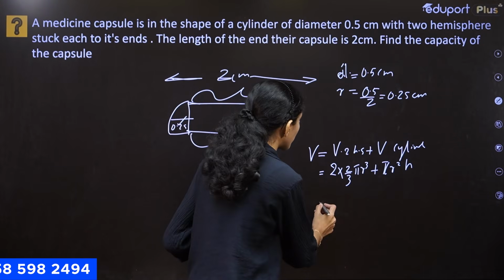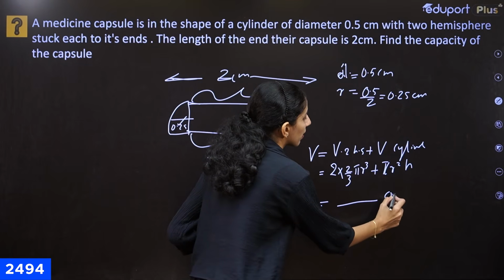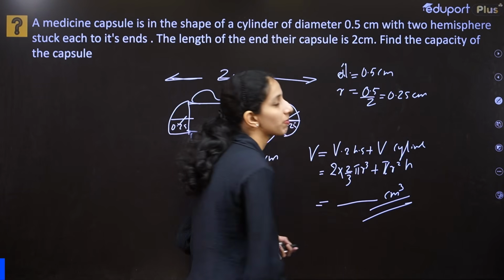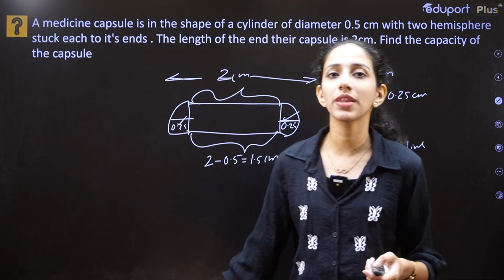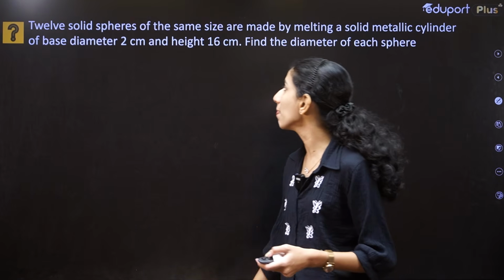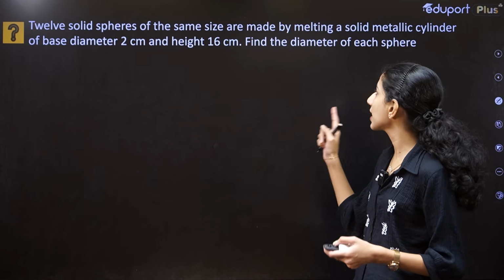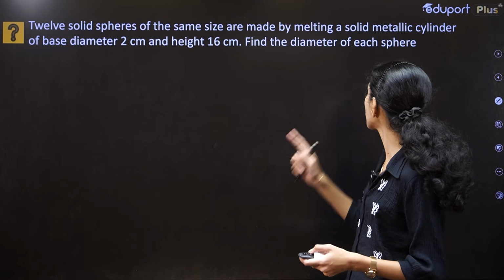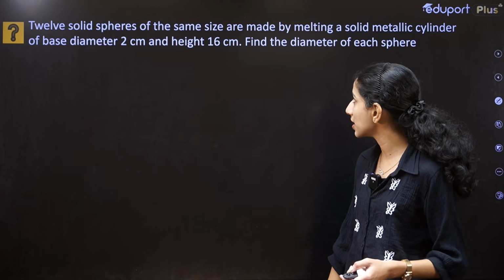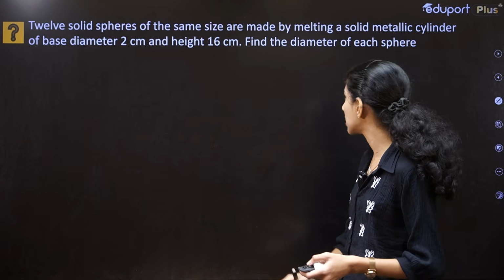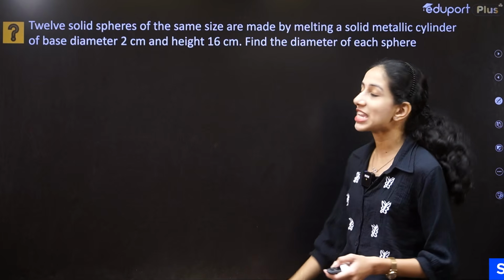And what will be the unit of volume? Unit of volume will be centimeter cube. Okay, so it's all about this problem. Then we are moving to another problem. 12 solid spheres of the same size are made by melting a solid metallic cylinder of base diameter 2 centimeter and height 16 centimeter. Find the diameter of each sphere.